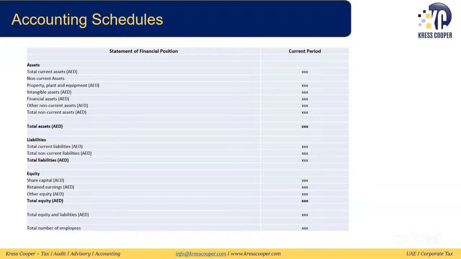For liabilities, again, they're not asking for the breakup. So you can put in the total current liabilities, the total non-current liabilities. For equity, they're asking for the share capital breakup, the retained earning breakup. The rest you can put in other equity. And this should be balanced out, and the assets and liabilities should be matching. They are also requiring the information about total number of employees in the company, together with this statement of financial position.